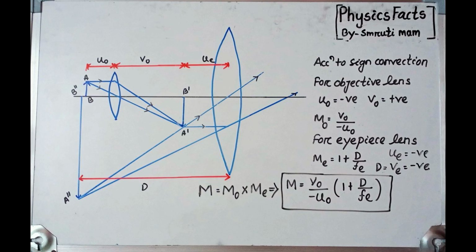So what is the total magnification? The total magnification M is the product of the magnification of the objective lens and the magnification of the eyepiece lens. Then you put in the values, that is VO by minus UO into 1 plus D by FE, and you get the formula. Okay.